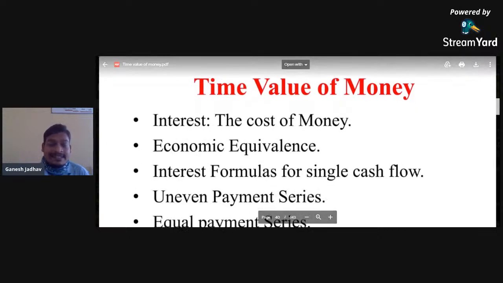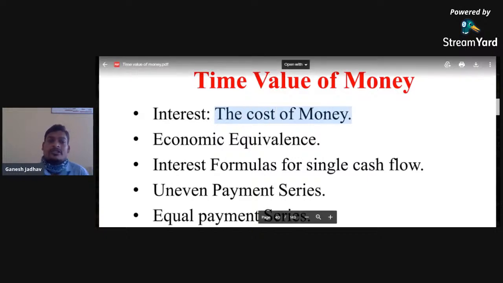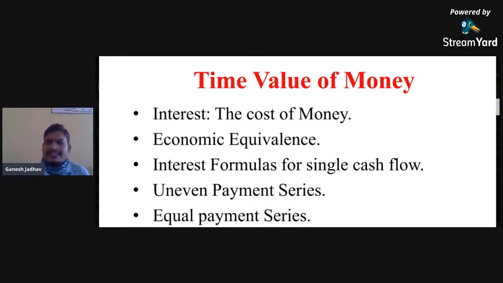So first one is the interest. Interest is the cost of the money. What is the cost of the money? In daily life, we take the money at a percentage, for example 2 percent interest. So this is the time value, this is the cost value of the money also.